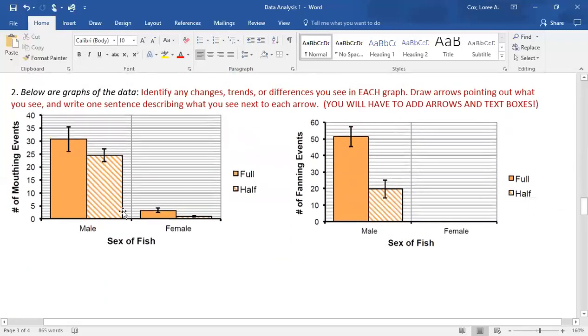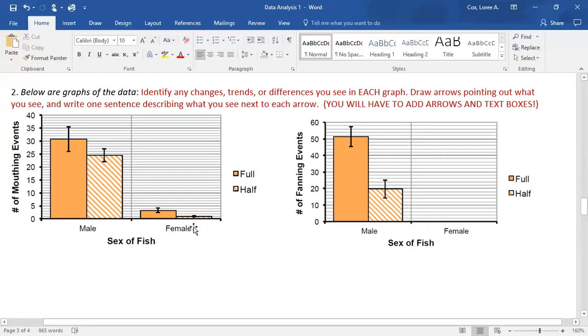Okay, if we look at the males, this male has a full belly with the orange. This one has half a belly, so they were hungry. And then they show the number of mouthing events for males. What we can see here is that in males, we do not see a gap between error bars. We see error bar overlap. That is telling us that there's not a statistically significant difference between males that have eaten and males that haven't in the amount of care they're going to provide.